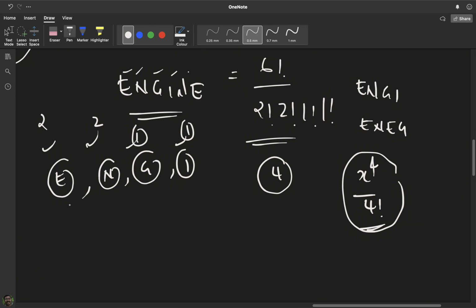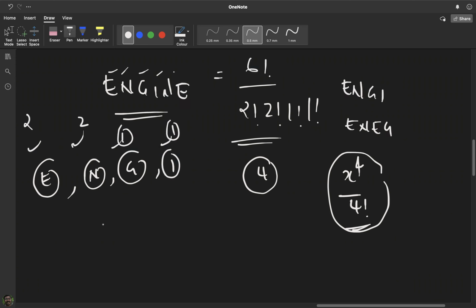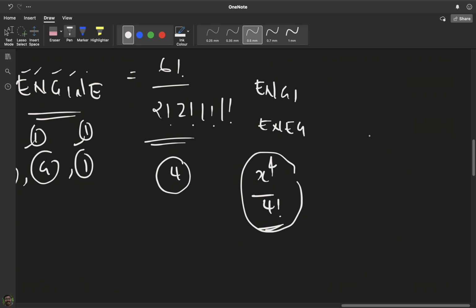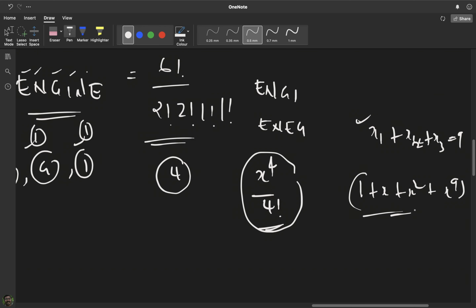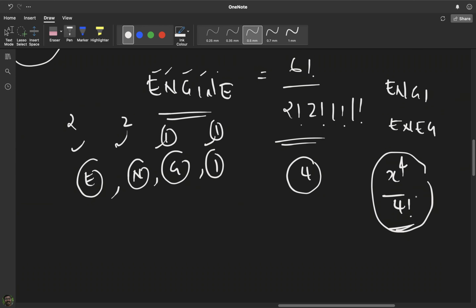So E you can select up to 2 times. Just like ordinary generating functions, when you are considering x1 plus x2 plus x3 equal to 9, when you select x1, if the possibility was 0, I will take 1. If the possibility was 1, I will take x. If the possibility was 2, I will take x square, and so on up to x raised to 9. On a similar vein, if you are looking at E, you can take up to 2 E.